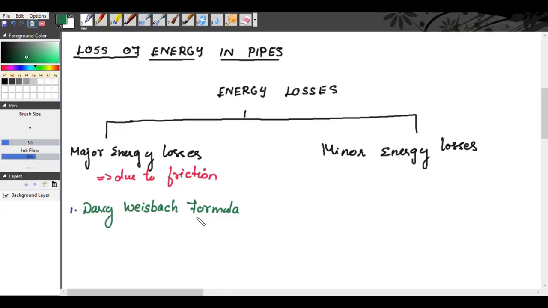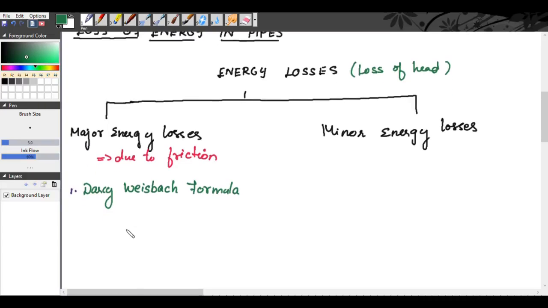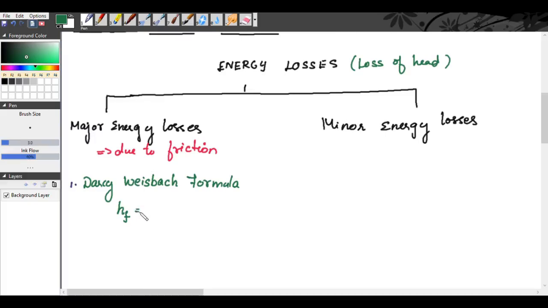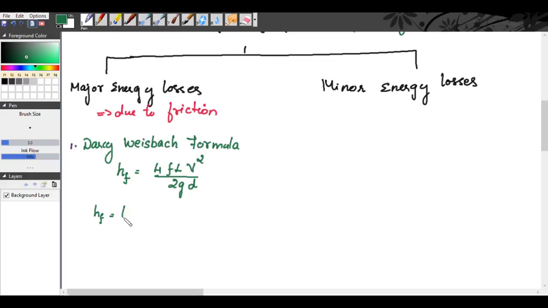So what is the Darcy-Weisbach formula? Energy losses means loss of energy head. The loss of energy in pipes due to friction is calculated using the Darcy-Weisbach equation, which is hf = 4fLV²/2gD, where hf is the loss of head due to friction. H means head, and f means friction: energy head lost due to friction.